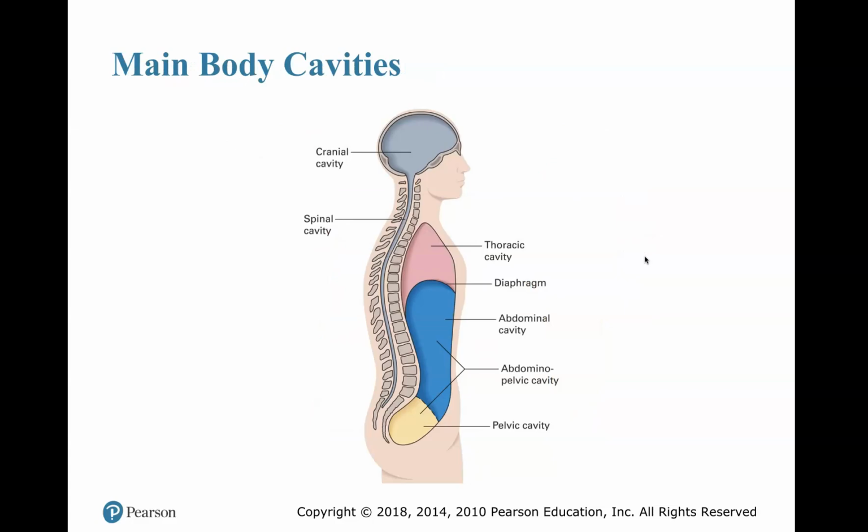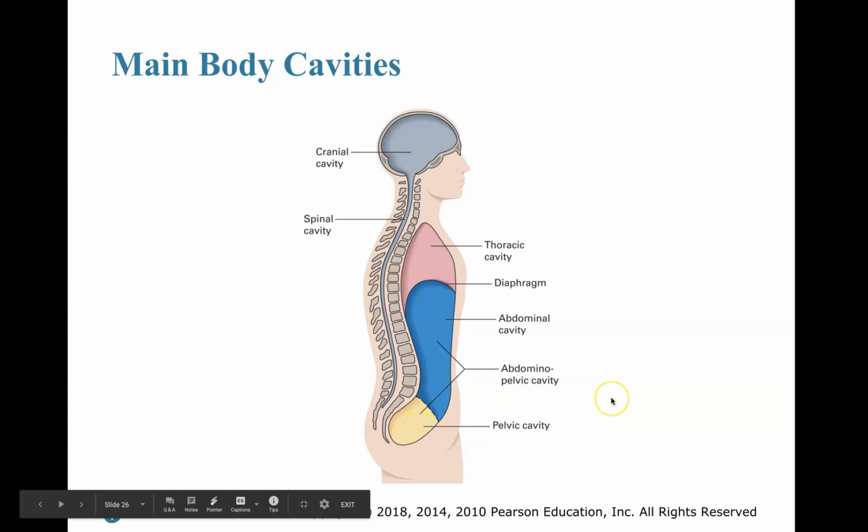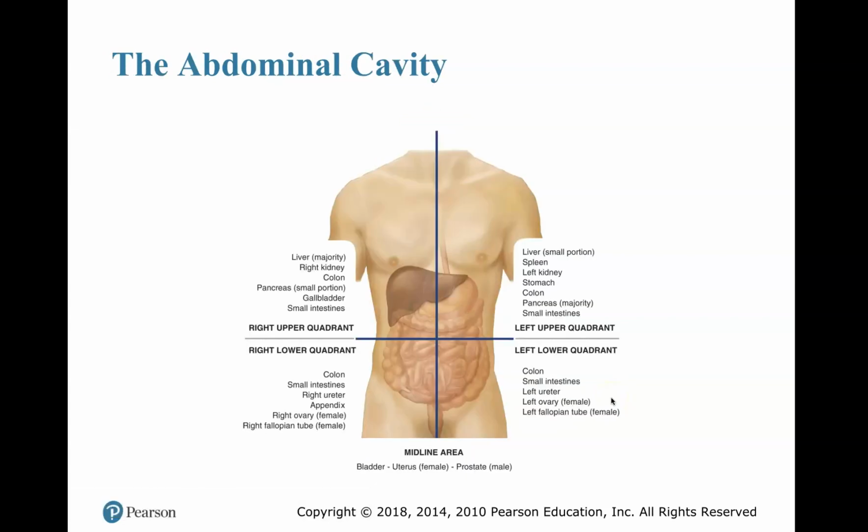Here are the main body cavities. Cranial cavity, which contains the brain stem and the spinal cord. Well, it does contain the spinal cord, that's central nervous system, but they're also saying spinal cavity as well. Thoracic cavity, and then there's the diaphragm. The abdominal cavity, abdominal pelvic cavity, and then the pelvic cavity. Okay, the abdominal cavity and all the organs. Notice it doesn't show you the heart and lungs because they're not in the abdominal cavity.